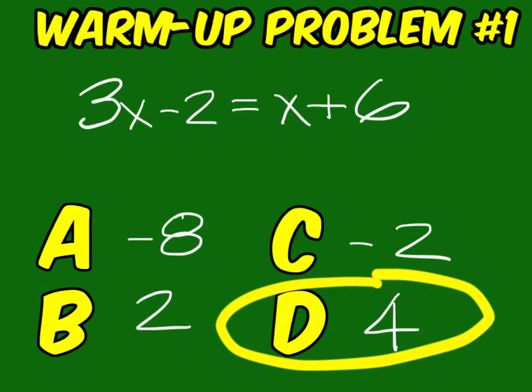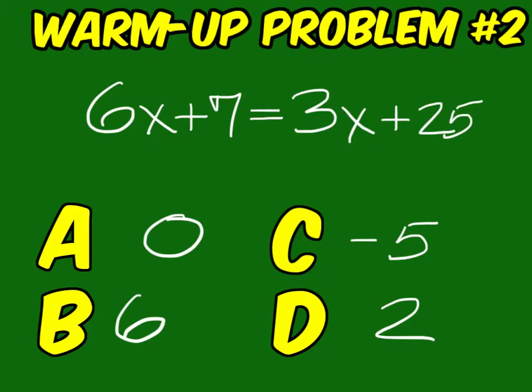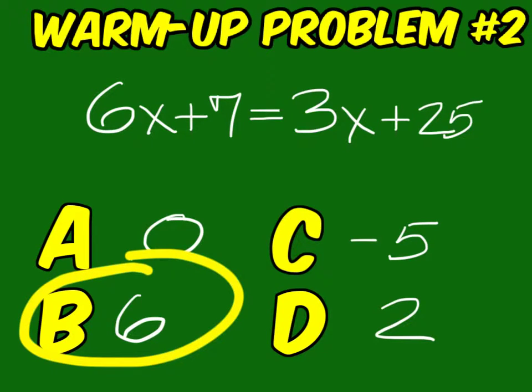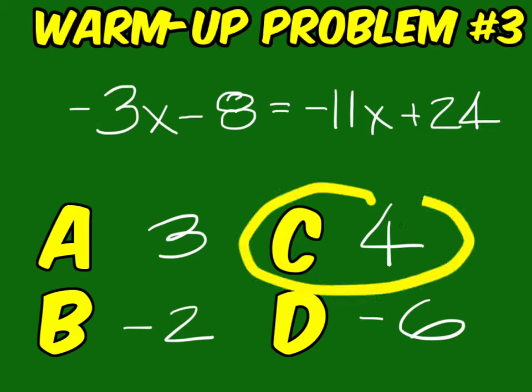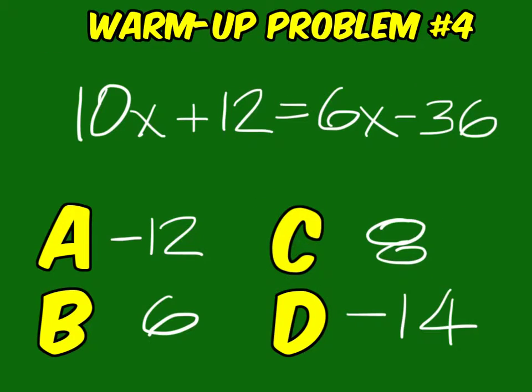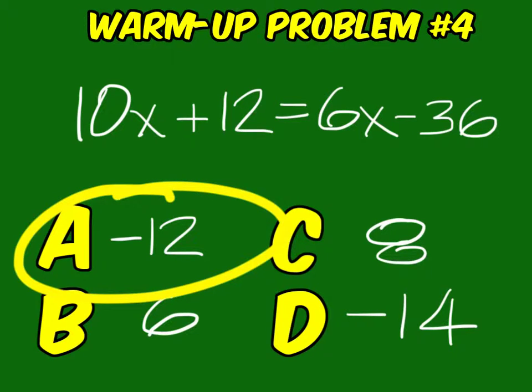Answer is D, 2. Answer is B, 6. Answer in this case should be C, 4. The answer on this one should be A, negative 12.